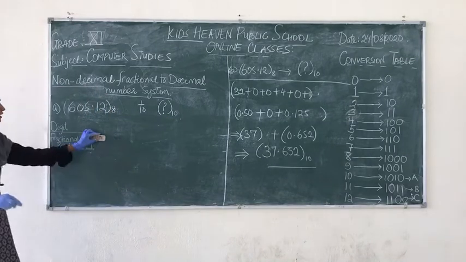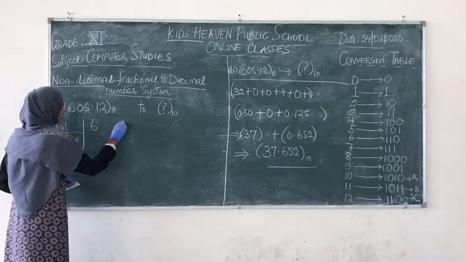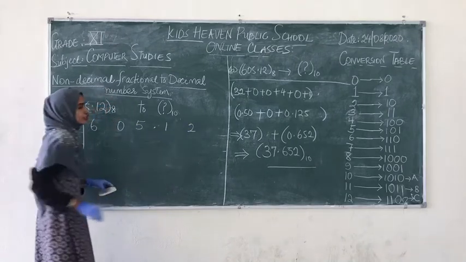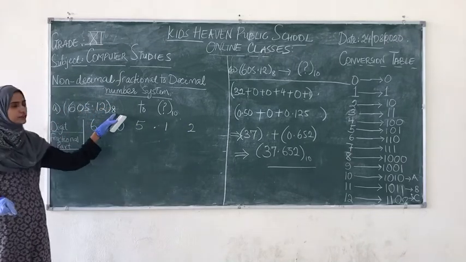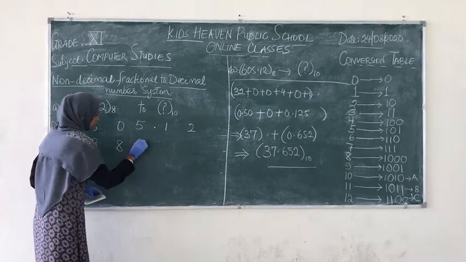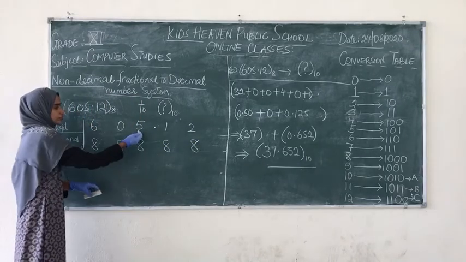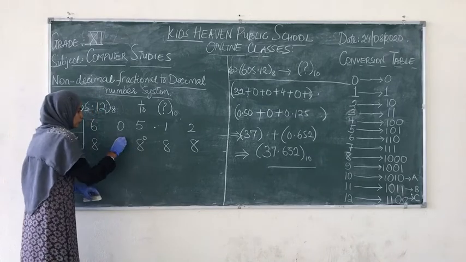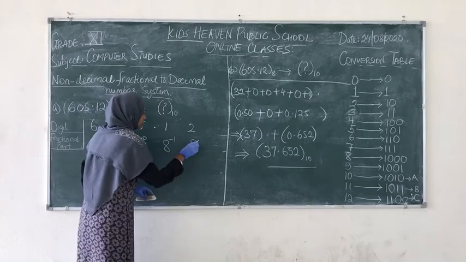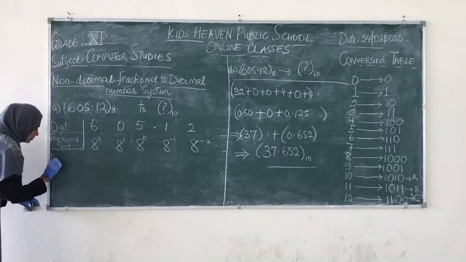Okay? So let's quickly note down the digits. We have a 6, we have 0, we have 5, and then we have a point, then we have 1 and 2. Now we are converting from an octal number, so the base here is going to be an 8. Okay? Let's put on the values. We're starting from here. This will be a 0, 1, 2. We're going to have negative values on this side, -1, -2.